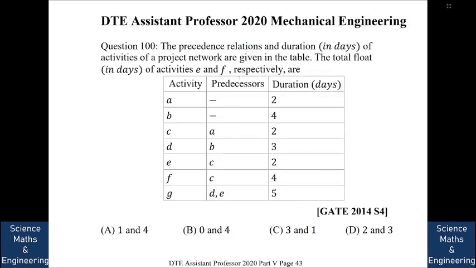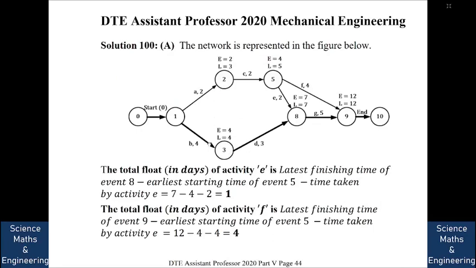So next question. The precedence relations and duration in days of activities of a project network are given in the table. The total float in days of activities E and F respectively are. So this is a problem of CPM, and here the activity is given, the predecessor is given, and the duration for the activity is given. So we have to draw the critical path here. Okay, so this network is represented here.